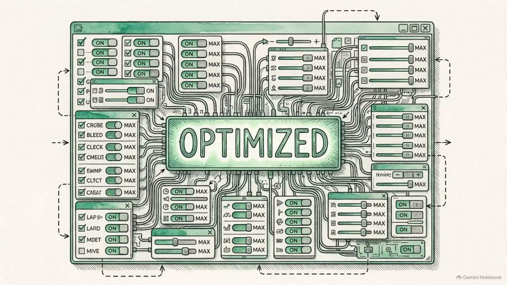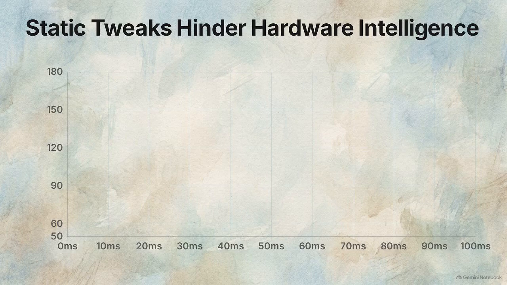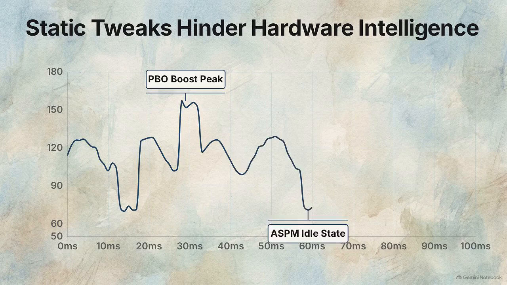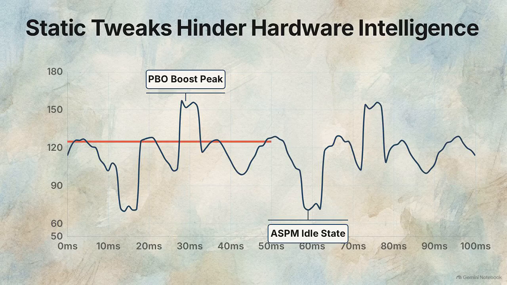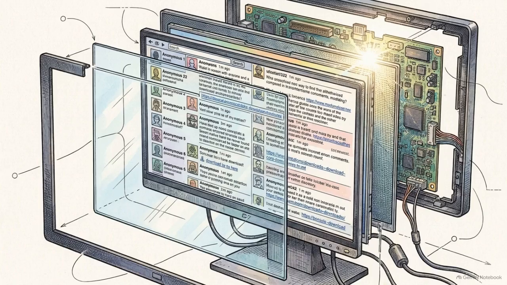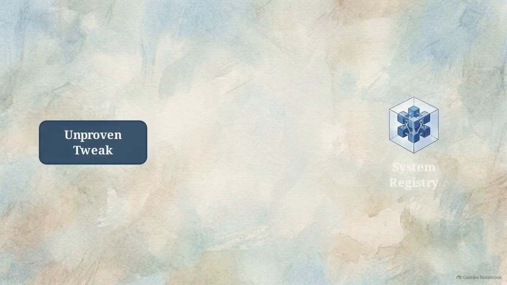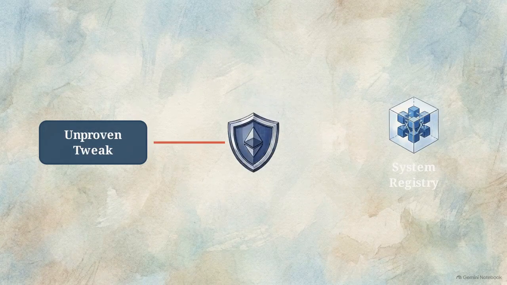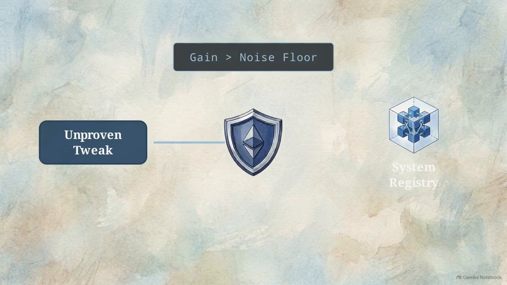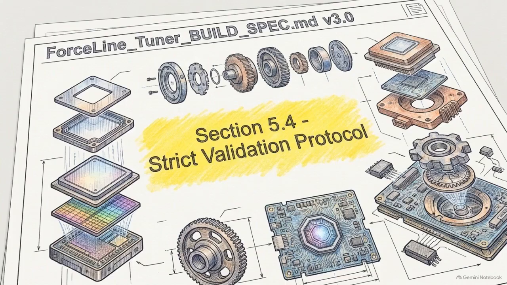Generic tuning tools create these regressions because they ignore the statistical noise floor of dynamic hardware features, like precision boost overdrive and active state power management. They assume any changed value is an automatic improvement. Relying on tuning folklore rather than local hardware measurement turns system optimization into a physical liability. To prevent degradation, a state mutation tool must strictly validate every change through rigorous A/B testing, and that validation must be enforced at the architectural level. This absolute requirement drove the ForceLine version 3.0 specification and its core safeguard, the MeasureGate protocol.